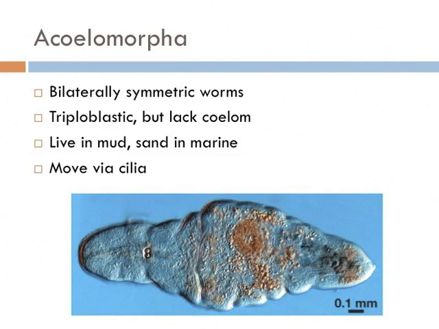However, the Acoelomorpha may be the strangest group of organisms that I know about. They're a bilateral triploblastic animal, but they lack a coelom. So they represent the most primitive organisms that live today that have two important adaptations present in all other animals. They're bilateral and they're triploblastic. Most of them live in mud and sand and marine environments and also move by beating their cilia.